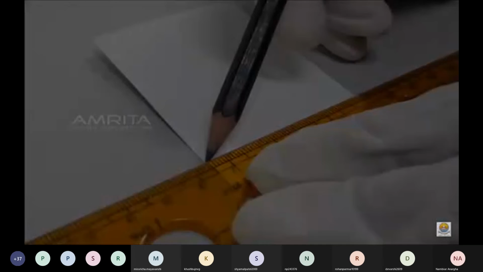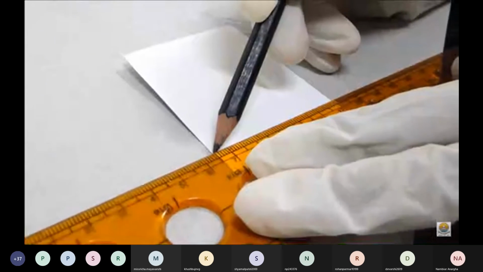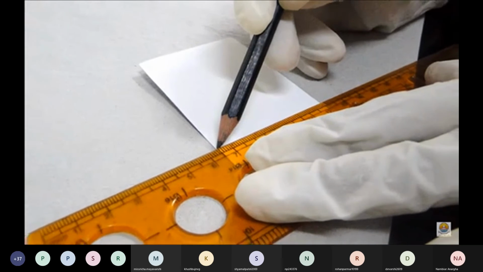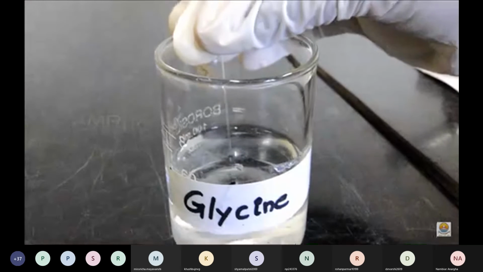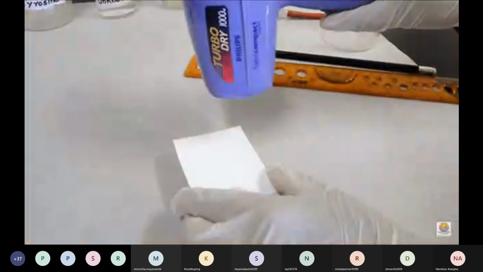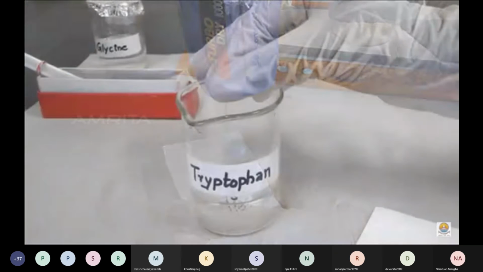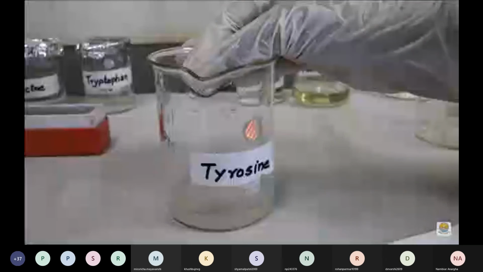Procedure: cut the plate to the correct size and, using a pencil, gently draw a straight line across the plate approximately 1 cm from the bottom. Using a capillary tube, a minute drop of amino acid is spotted on the line. Allow the spot to dry. Spot the second amino acid on the plate. Repeat the steps to spot the unknown.